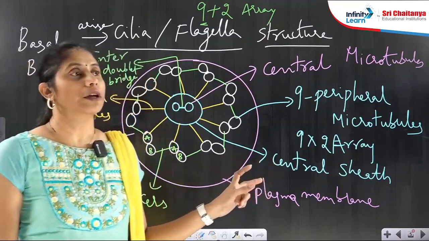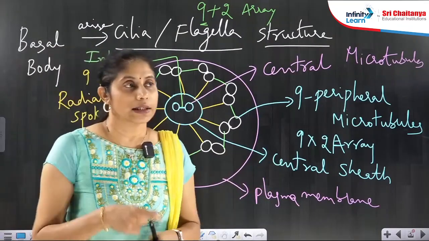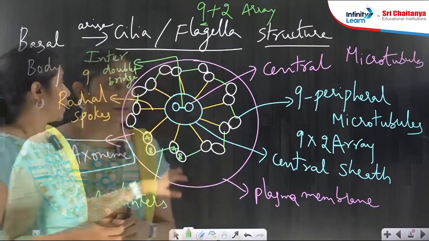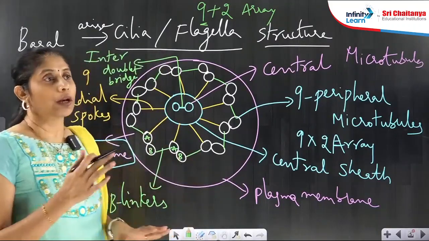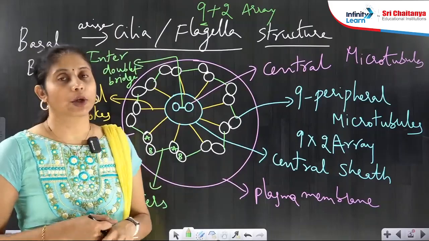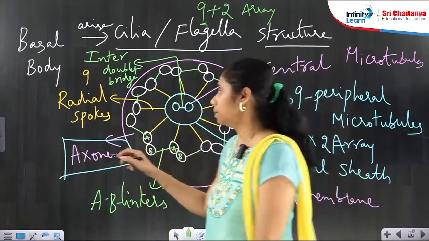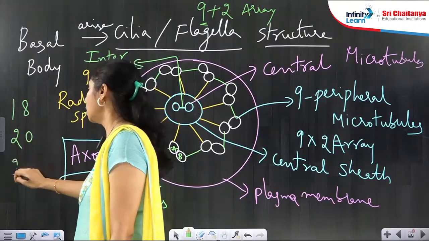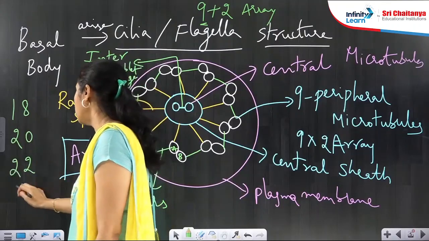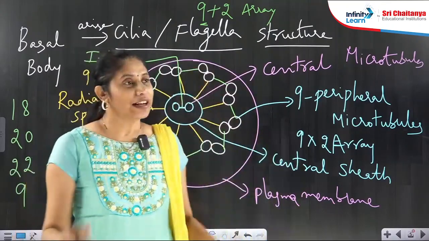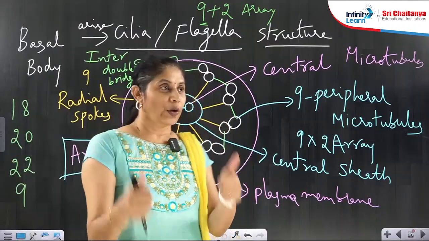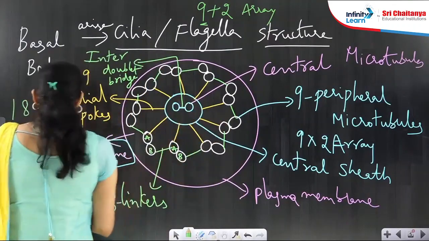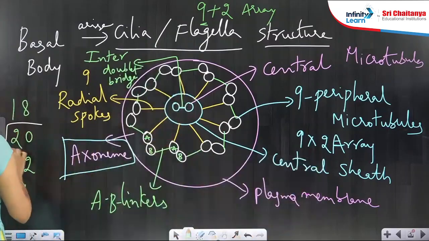Central microtubules are 2. Now, I will ask one question. All of you focus on the diagram and tell me the answer. In this, how many microtubules are there in total? The options are 18, 20, 22, 9. 20 people are very good. Because 9 twos are 18 here, plus 2, 20. 20 is the correct answer.